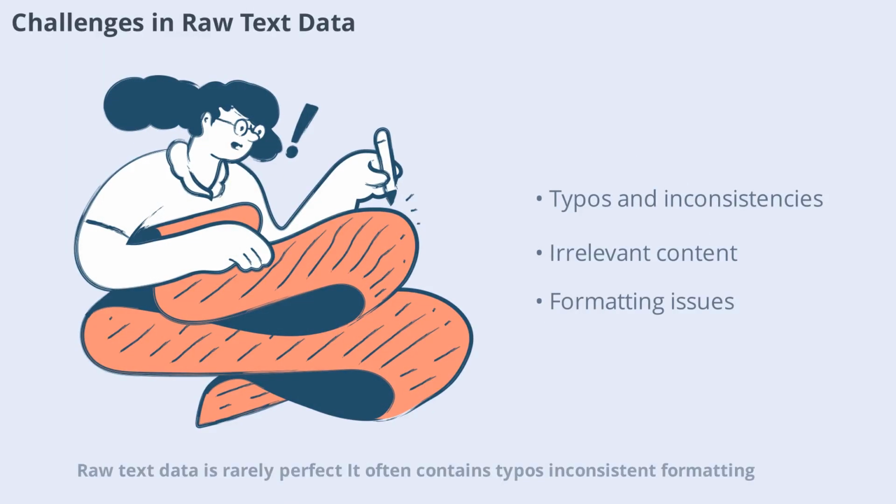Raw text data is rarely perfect. It often contains typos, inconsistent formatting, slang, abbreviations, and even irrelevant content like advertisements or HTML tags. These issues can significantly hinder analysis, leading to inaccurate or misleading results. That's why preprocessing is so important. It helps us clean up the data, remove noise, and ensure that our analysis is based on high-quality input. By addressing these challenges early, we set ourselves up for more reliable and meaningful text mining outcomes.